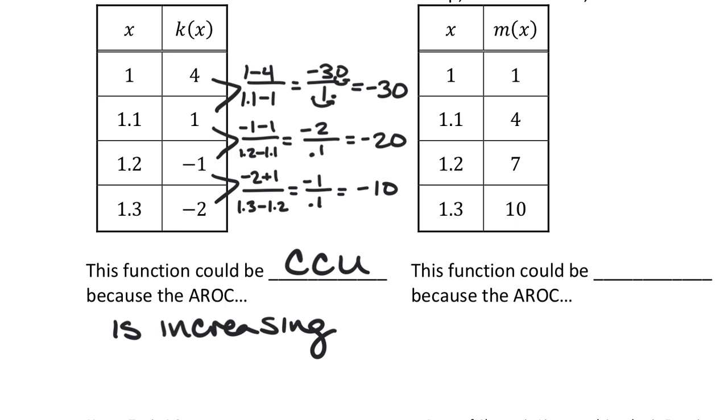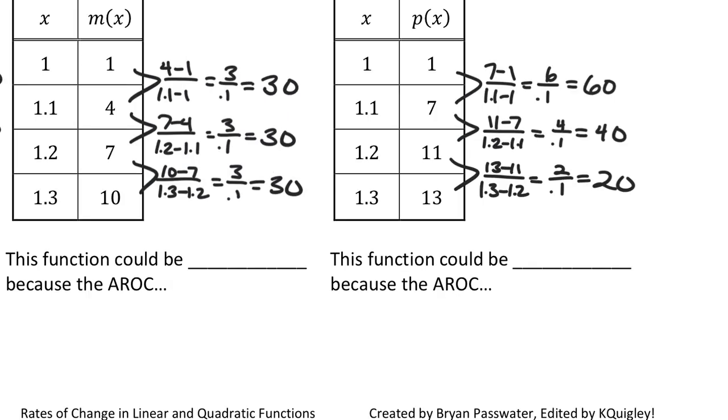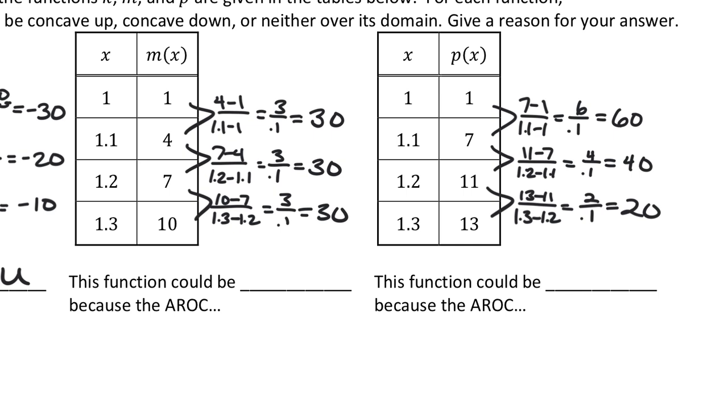Can I let you try the other two? I'm going to not give you any explanation on how to explain the rest of them. I want to see what conclusions we draw here. But go ahead and try the second and third tables. Got the average rates of changes on the board. Let's draw some conclusions. What's happening in the M of X table, the middle table? What's constant?